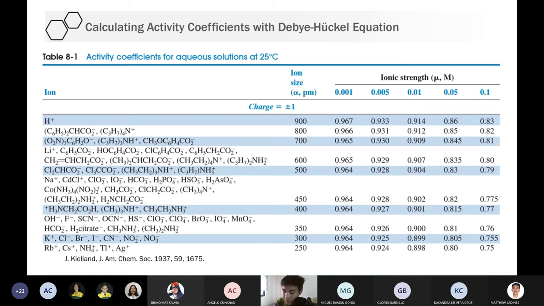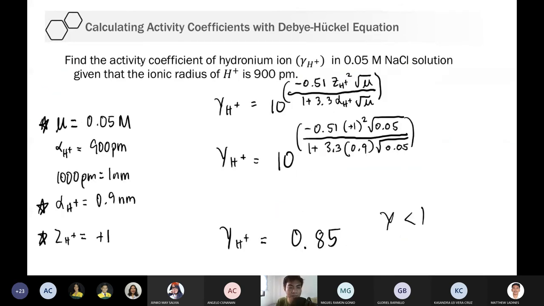So this is 0.05. Hanapin mo yung H plus dito. So yung H plus, bungad na bungad. What is gamma? According to this table, at 0.05 molar ionic strength, gamma is 0.86. Ano na solve natin? 0.85. Di ba? Malapit. So yun, gamitin mo na lang yung table.